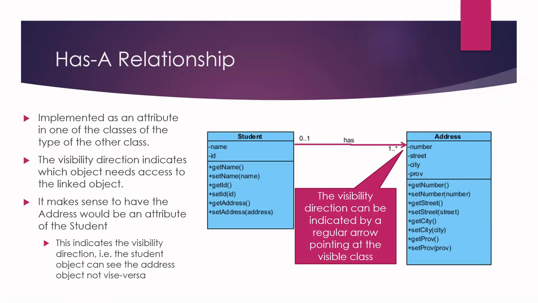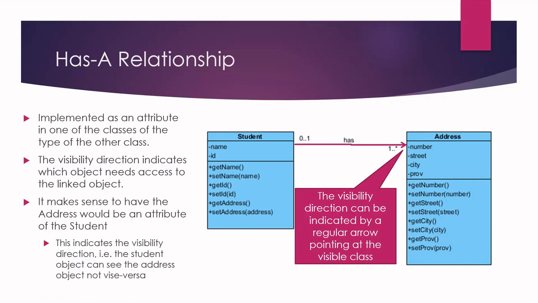Now we can also have an arrow that describes the visibility. So who is going to need access to which object? What does that mean? If you are inside the address here, do you think in any of the functions, any of the lines in the code, you will need to access the student object to do any processing on it? It's not likely, right? It makes more sense that inside the code of the student, you may need access to the address object to do some processing on it, at least to return it or to set it.